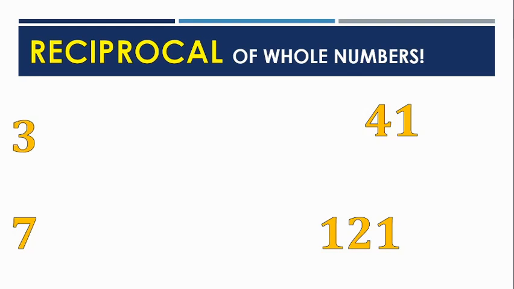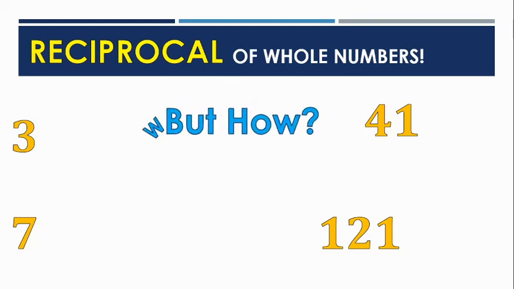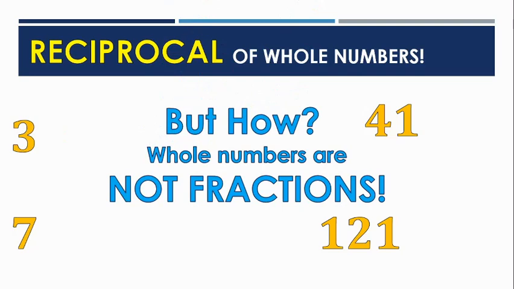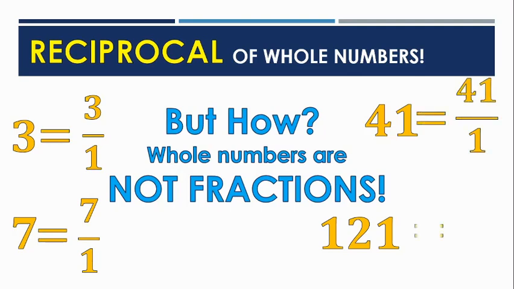How about the reciprocal of whole numbers like 3, 7, 41, and 121? How are we going to get its reciprocal even though it's not a fraction? But whole numbers could be easily written in the form of a fraction also by simply putting a denominator of 1, just like 3 over 1, 7 over 1, 41 over 1, and 121 over 1. After writing them in fraction form, you could easily now get its reciprocal.